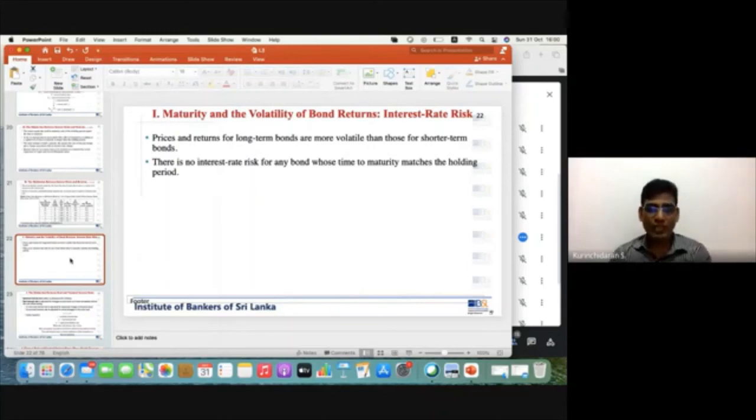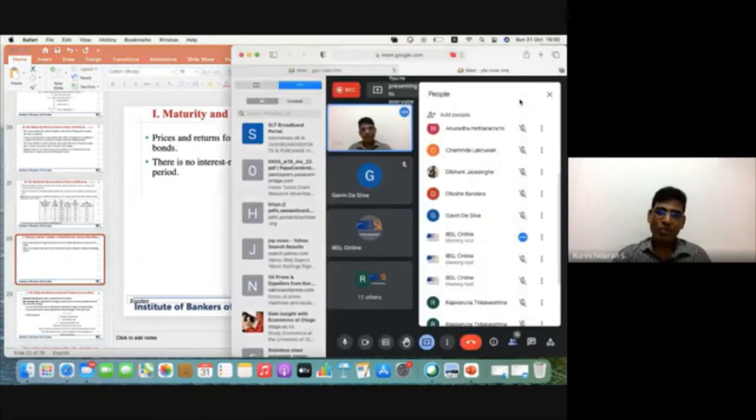This is what I explained to you: maturity and the volatility of bond returns, interest rate risk. Can anybody tell me what are the risks a bank is taking?